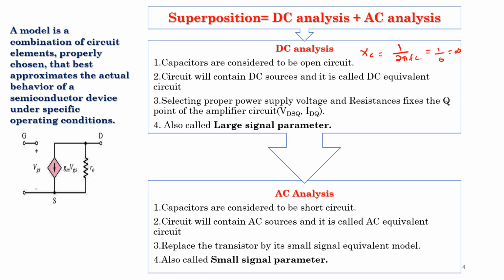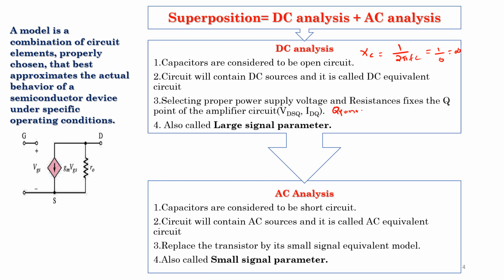With the DC analysis, you will fix the operating points, which are nothing but IDQ and VDSQ. Those parameters are called large signal parameters, because the quantities of voltage will be larger than the AC signal. That's why it is called a large signal parameter.